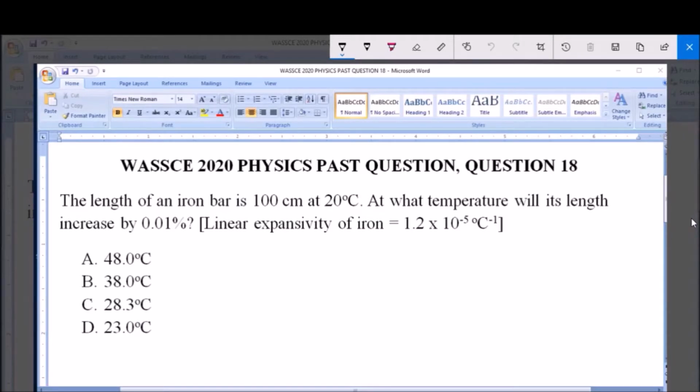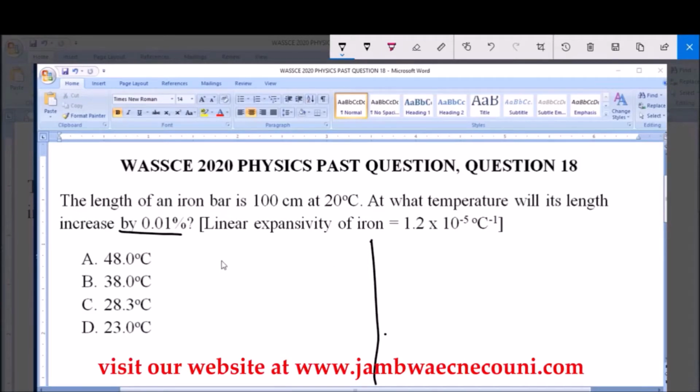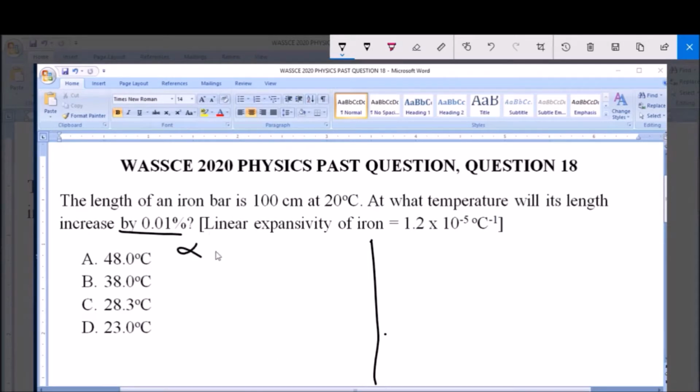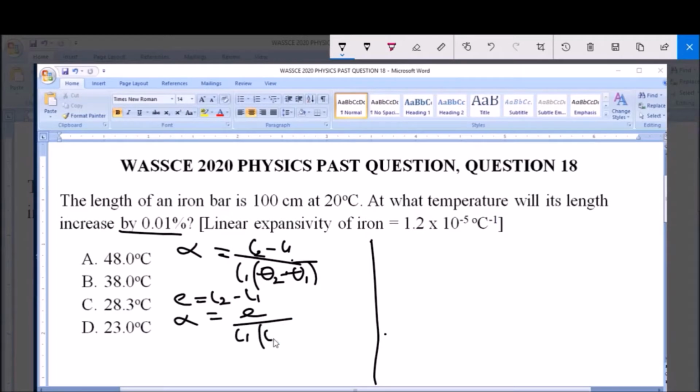So we have to find the temperature at which its length will increase by 0.01%. Now the formula for finding the linear expansivity of a given metal is given as alpha is equal to L2 minus L1 all over L1 into theta2 minus theta1, that is change in temperature. Now this L2 minus L1 is the increase in length, and that can be represented as e. The increase in length is equal to L2 minus L1. So we can therefore say that alpha is equal to e all over L1 into theta2 minus theta1.